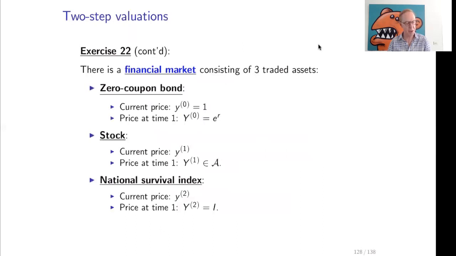Now there is a financial market consisting of a zero coupon bond with current price 1 and price at time 1 e to the power r. There is a stock with current price y1 and the price at time 1 is the random variable Y1, which takes values in a set A. And there is the national survival index, with current price y2 and the payoff at time 1 is I. So the national survival index is traded, and at time 1 you receive an amount equal to the number of survivors in the population.